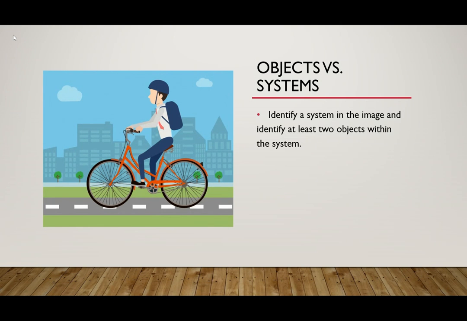So we could identify a system in this image. Maybe we could look at the pedals and how the pedals are working. So that could be our system. Or maybe our system could be the interaction between the wheel, the tire, and the road. So in AP Physics, we are looking at and observing those systems.